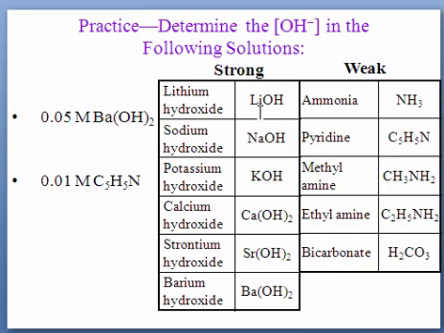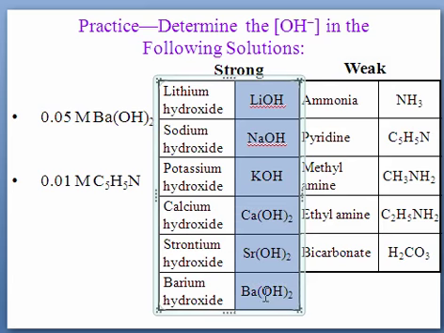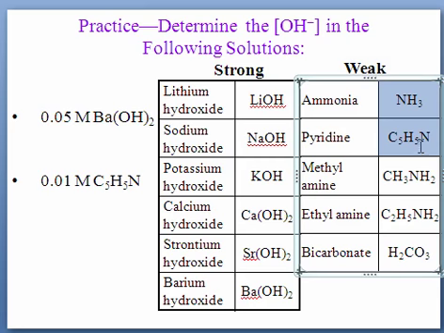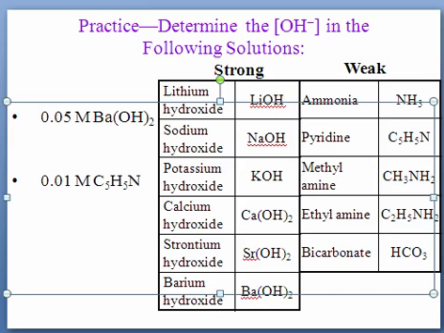Just a quick review. These are all strong bases, the alkali and alkaline earth hydroxides, and then these bases are all weak: ammonia, pyridine, methylamine, ethylamine, and then bicarbonate. It's not really. Bicarbonate only has 1 hydrogen. Okay.